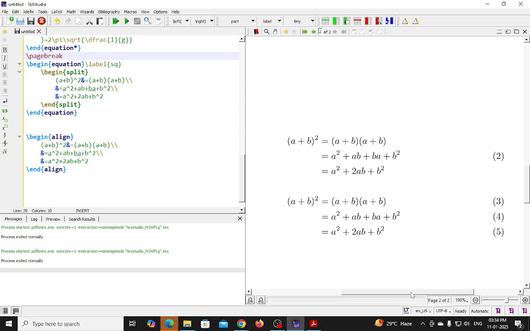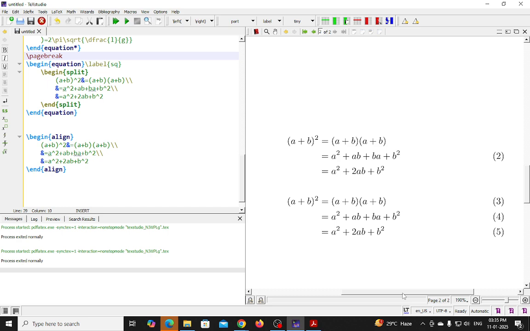Yes, I am in the presentation mode, that's why I can't see the chat box. So we have generated the same expression by using begin equation, end equation, begin split, end split, and again the same expression with begin align and end align. What is the difference? When should we go with begin equation, and when should we go with begin align? So the answer is in front of you. If you look at the output, you will get an idea.